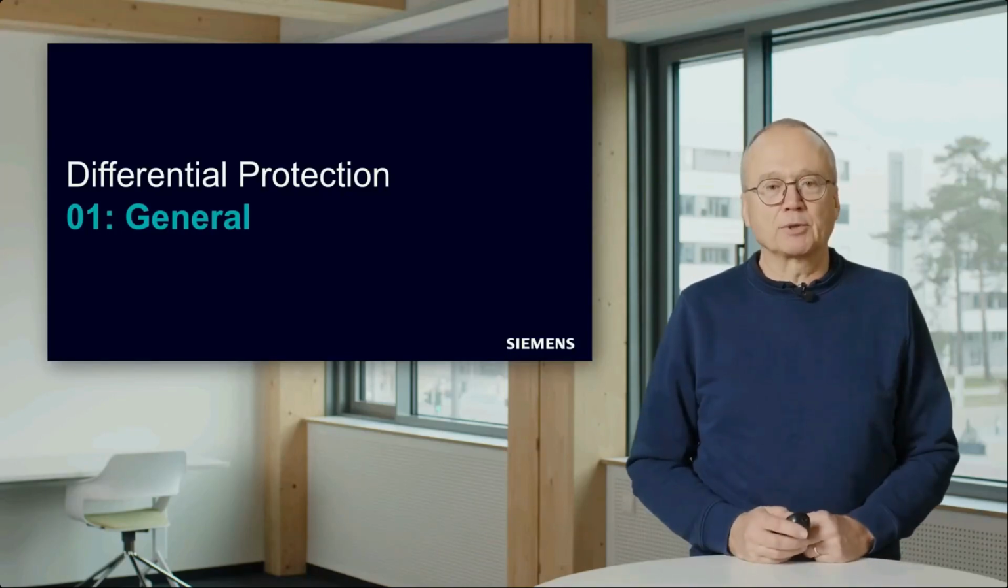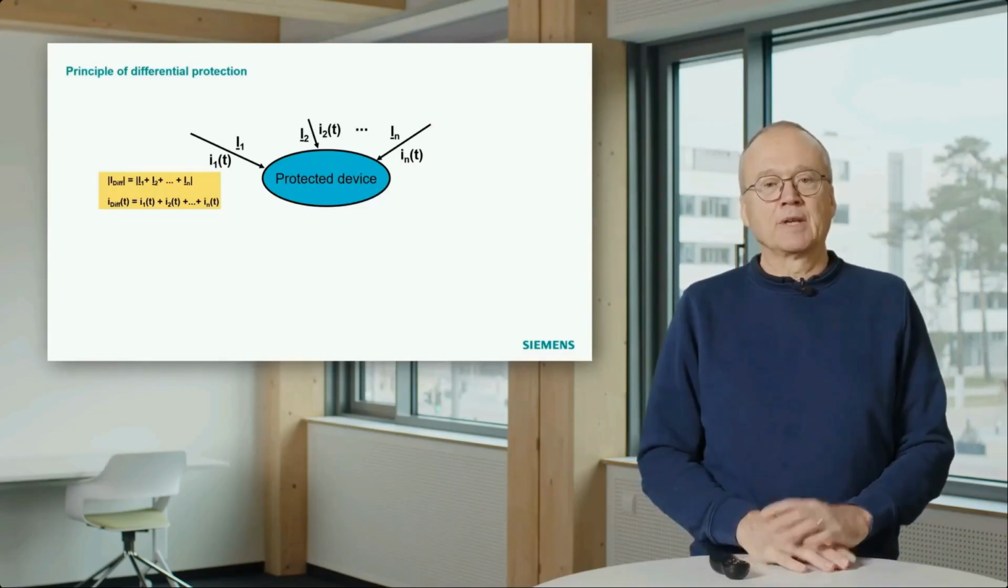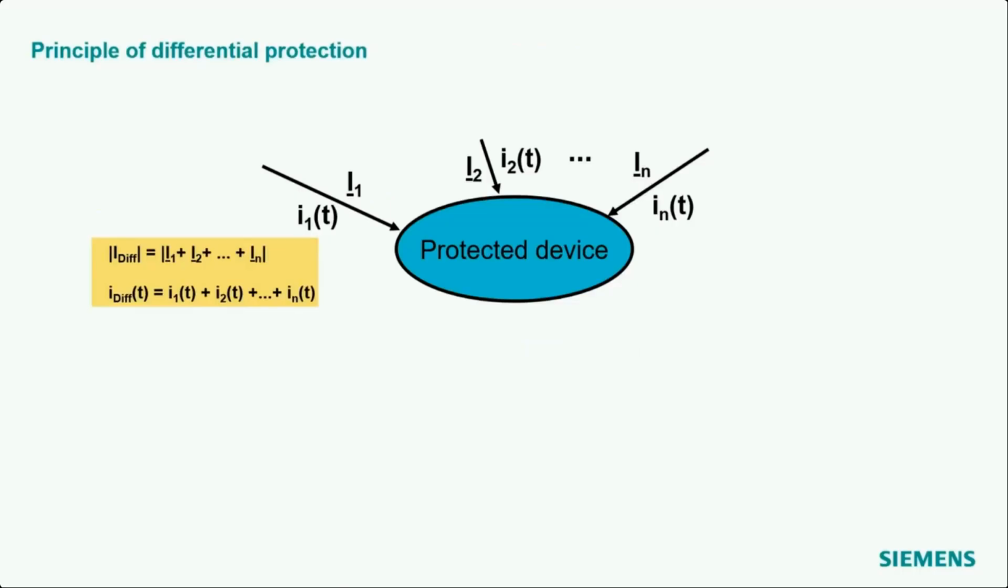What is the principle of differential protection? Differential protection has a pretty easy principle. We draw a circle around our protected device, and then we measure all currents flowing into the device. Normally, according to Kirchhoff's law, the sum of all currents flowing into a device should be 0.